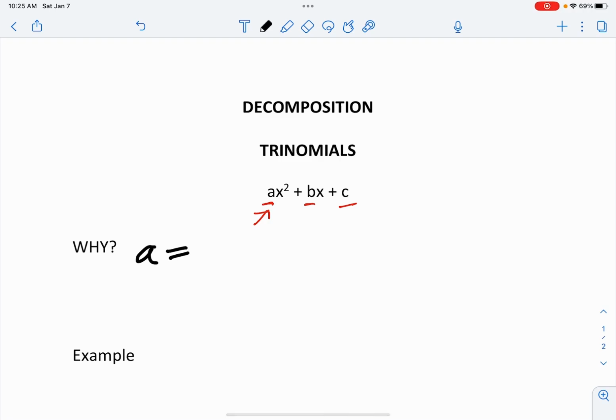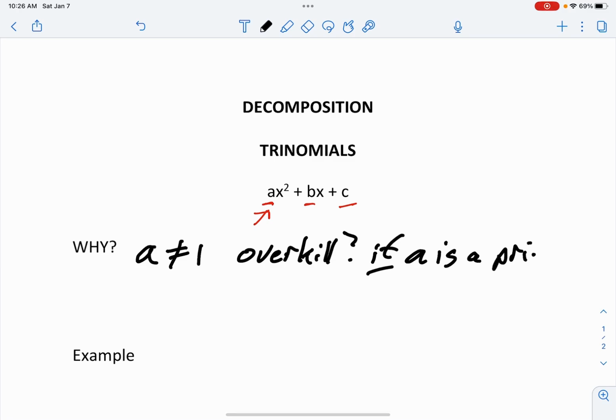Yeah, so a doesn't equal 1, so that's going to be an issue for us. It makes it a little bit more complex. I will make the comment that sometimes decomposition is overkill maybe, and I'll put the comment here, overkill, if a is a prime number. Because those ones are still fairly easy to do. If a is a prime number, you only have a couple choices.